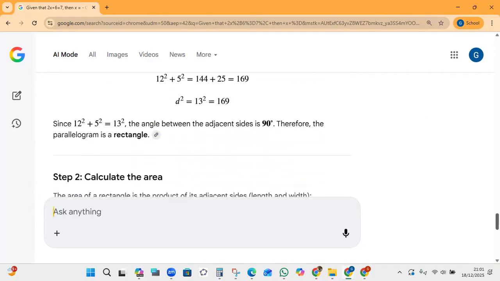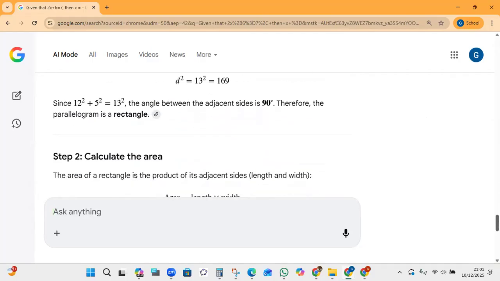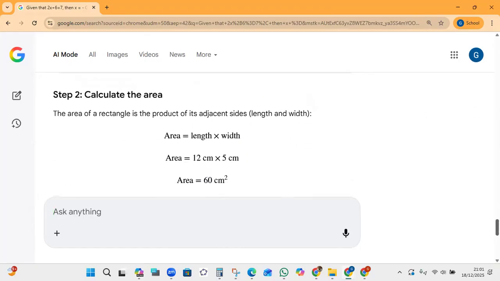So since 12 squared plus 5 squared is equal to 13 squared, the angle between the adjacent sides is 90 degrees. Therefore, the parallelogram is a rectangle. So to calculate the area of a rectangle, we simply multiply the length by the width. The area of a rectangle is the product of its adjacent sides, length times width. Area is equal to 12 centimeters by 5 centimeters. The area is equal to 60 centimeters squared.